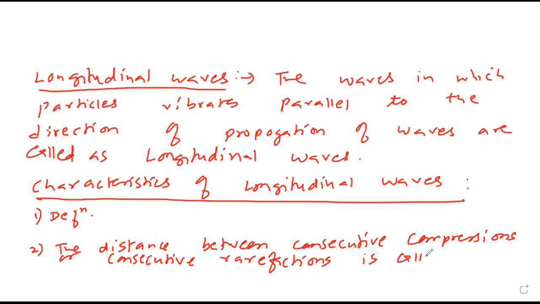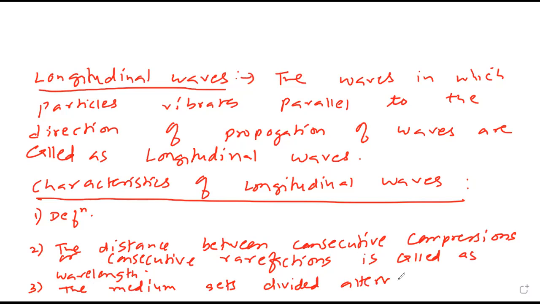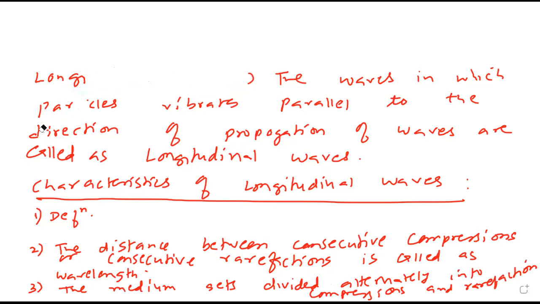is called as wavelength. Third point, the medium gets divided alternately into compressions and rarefactions when longitudinal wave travels through the medium. Write again first 3 points.